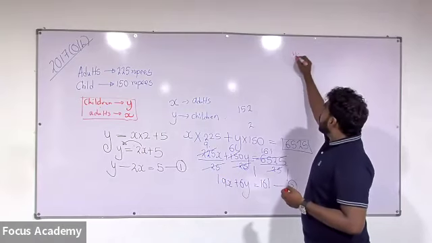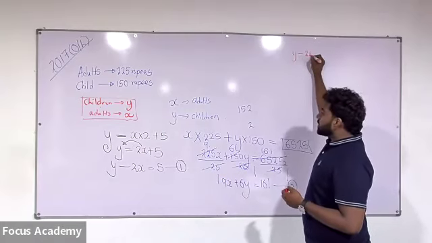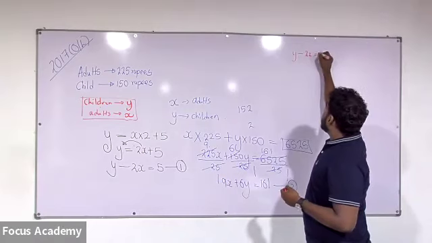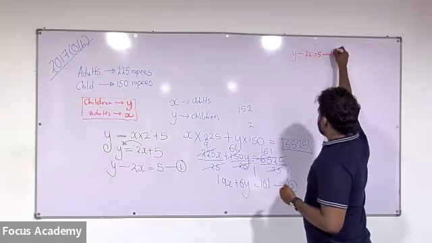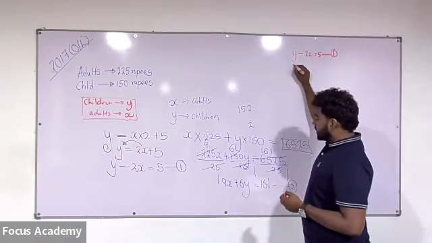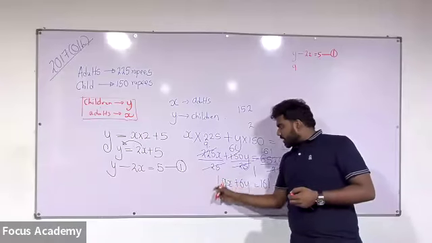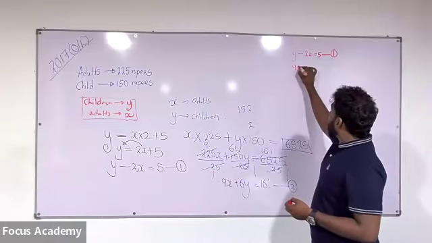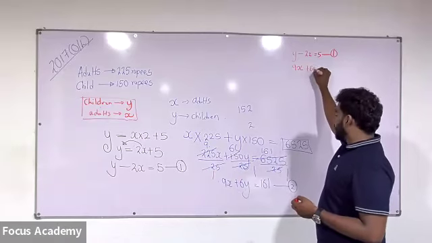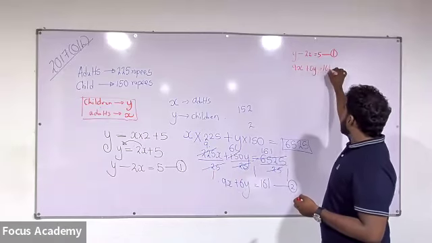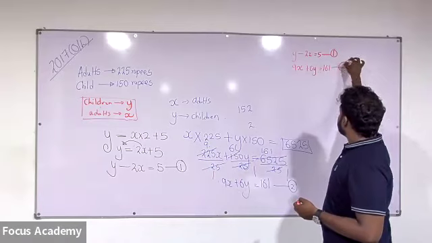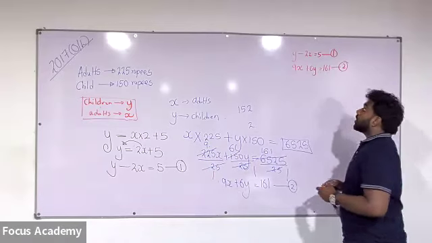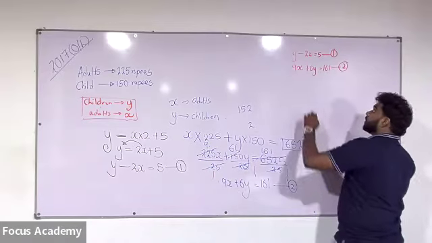Now you have y minus 2x is equal to 5. That is my first equation. And the second equation is, it's not 19, it is 1 here. What should be here? You can sub that also. 9x plus 6y is equal to 161. That is also there. Now, how can I simplify this?